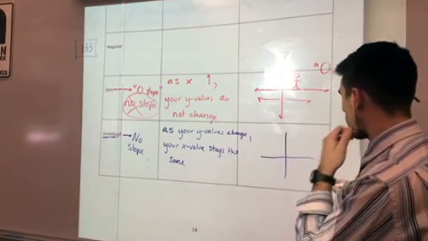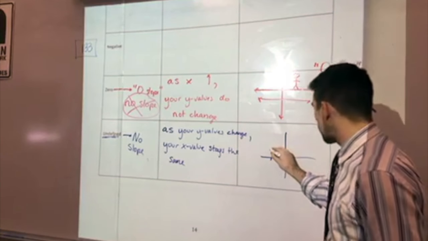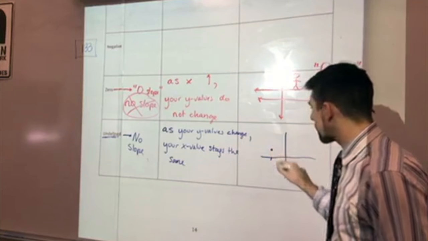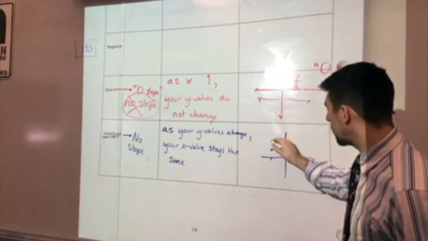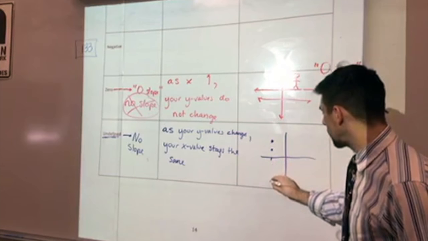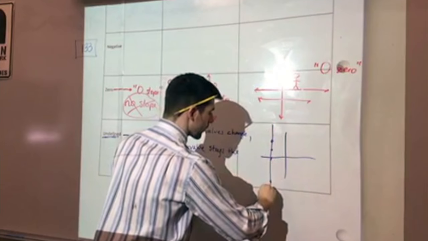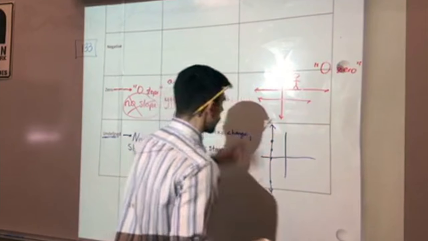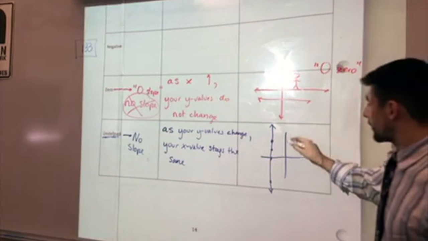So let's imagine this. Say this point is at negative 3, 2. With undefined slope, your x value is never going to change. So you're always at negative 3, and then maybe 4, negative 3, negative 6. This is what undefined slope looks like. It's a vertical line going straight up and down. That's undefined slope. And now, I do have another fun way to think about this.